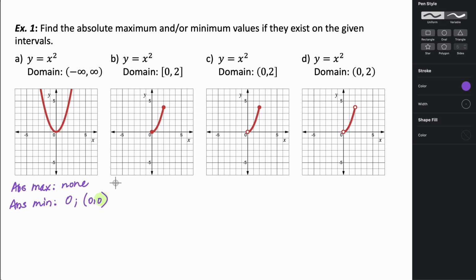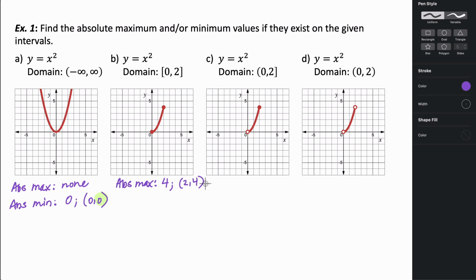In part B, what is the absolute max? So the absolute maximum here, the highest that my graph ever goes, so it stops here at y equals 4, when x is 2. And because this point is closed, that means it's included in that domain. So its absolute max is 4, and again, it occurs at the point 2, 4.